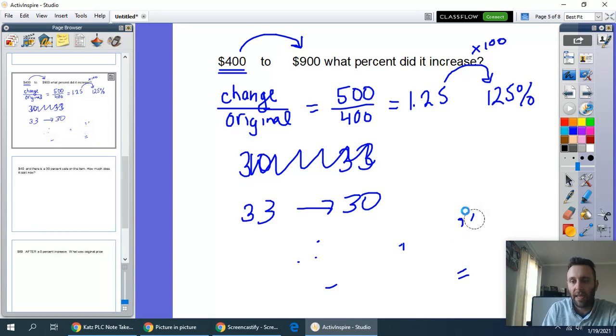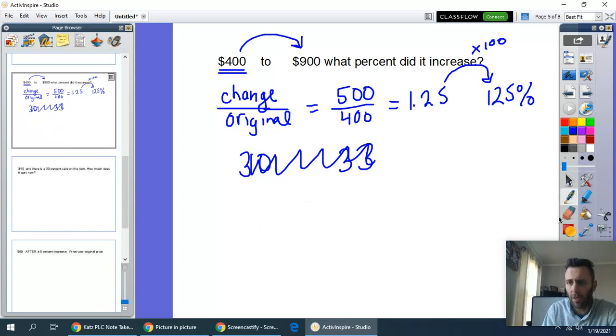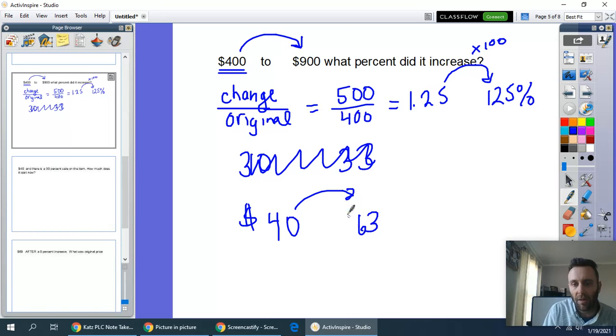So let's say another teacher's, and I'm not going to have you do this, but please remember to always indicate whether it's an increased percentage or decreased percentage. And that's just, is it going up or is it going down? But I'm going to tell you that this is going to be an increase. Say you went from $40 to $63. What percent is that as an increase?